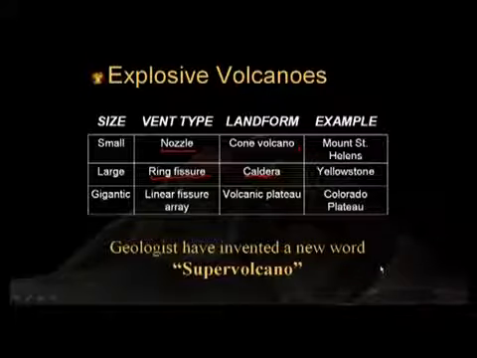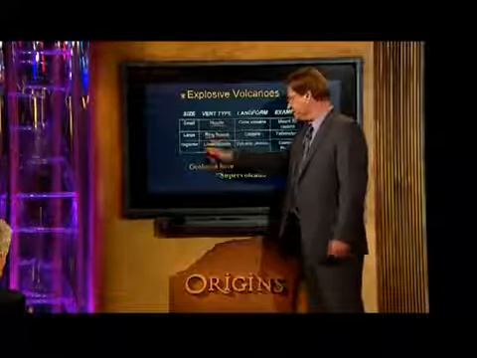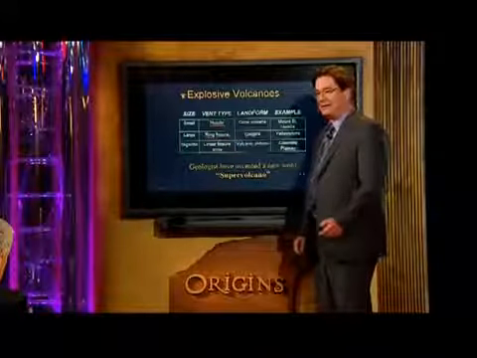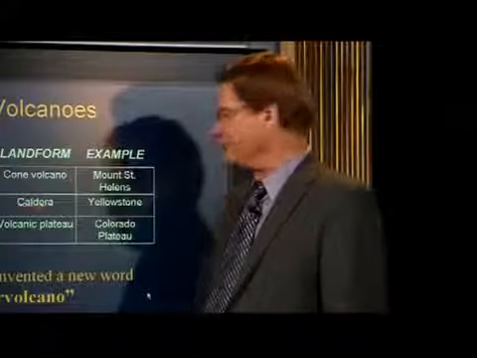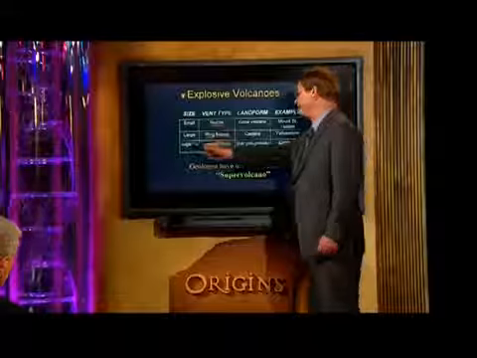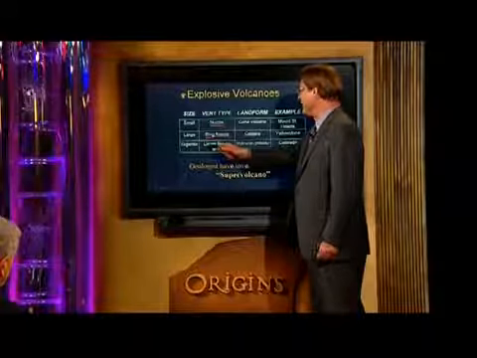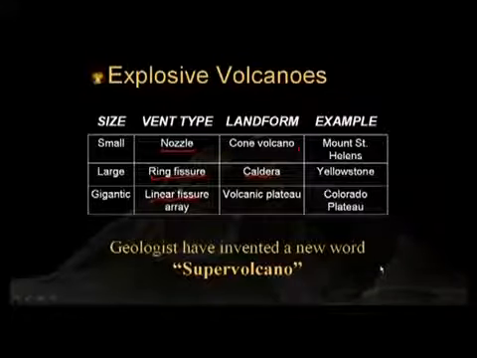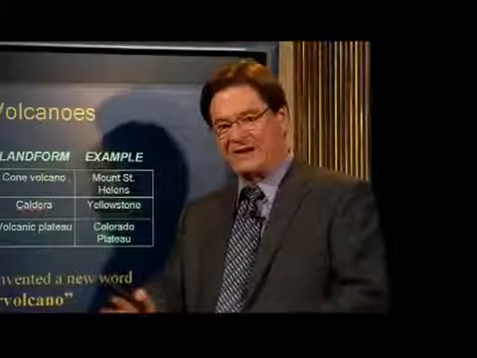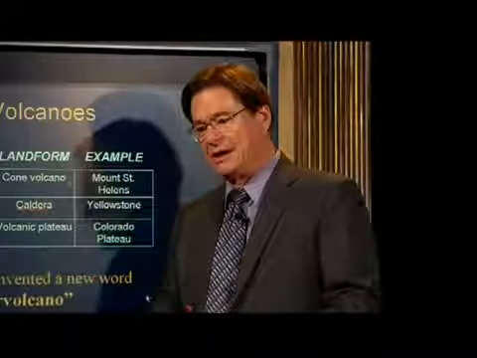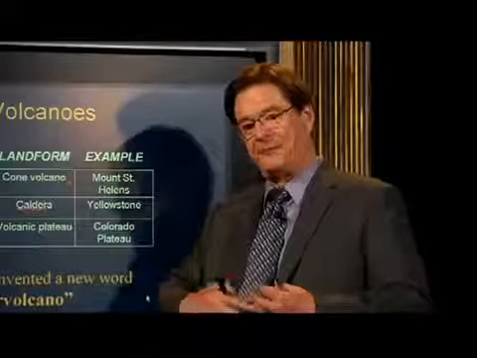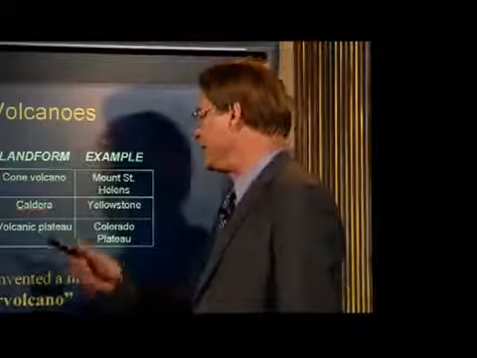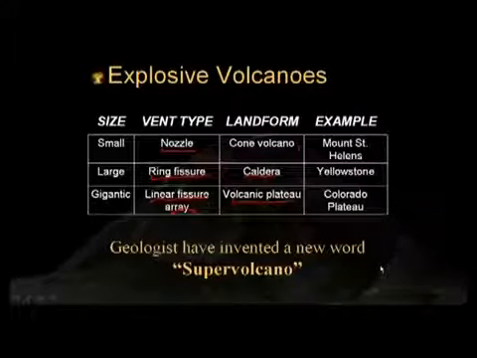Then we have evidence in the geologic record of gigantic eruptions, so big that it dwarfs the imagination. I'll talk about those types of eruptions. We call the vent type a linear fissure array. Now imagine a series of cracks opening up parallel along 100 miles, say, not forming an ellipse, but forming a line. The linear fissure array forms a volcanic plateau.